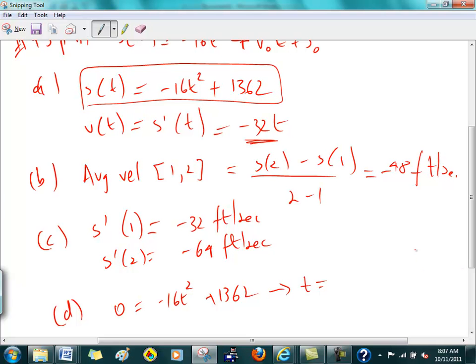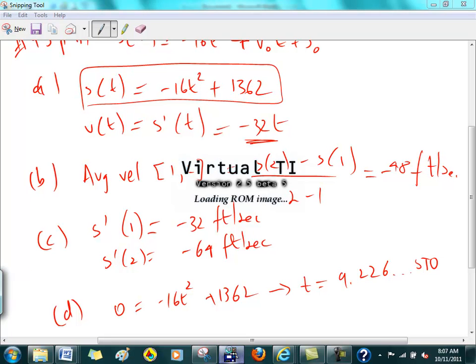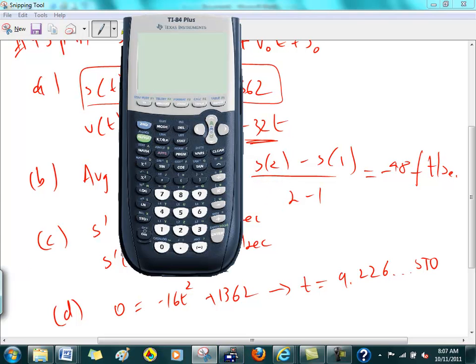9.22. Okay, you know what? You want to store this. Store it. Do not write it down. Store it in your calculator. Do you guys want me to go over how to use store recall on your calculator? Okay. So this is going to be square root of 1362 divided by 16. Do not write 9.22632.